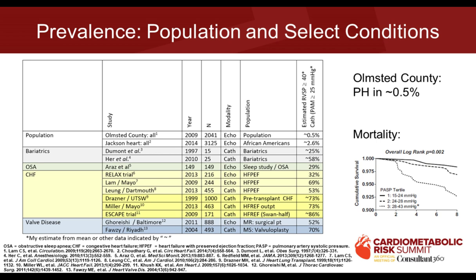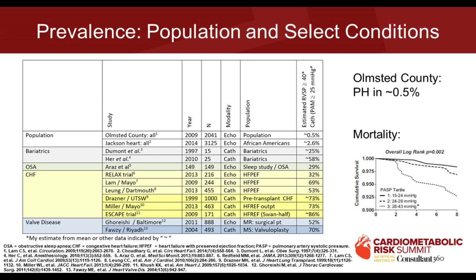This is overwhelmingly going to be either left heart disease or lung disease. The vast majority of these patients don't have idiopathic PAH, but they do have elevated pulmonary pressures, which starts the question of, if you see it in a patient, could they have idiopathic PAH or another treatable form of pulmonary hypertension that we don't want to miss.